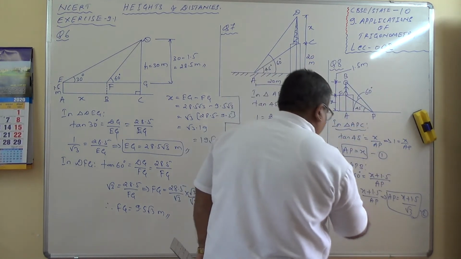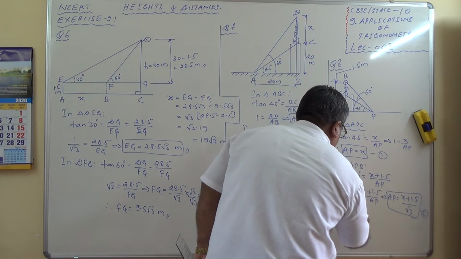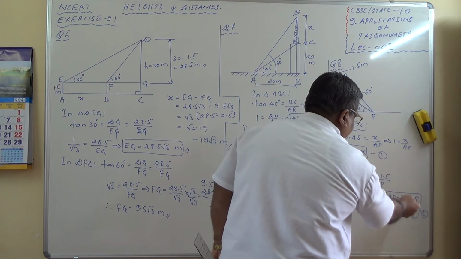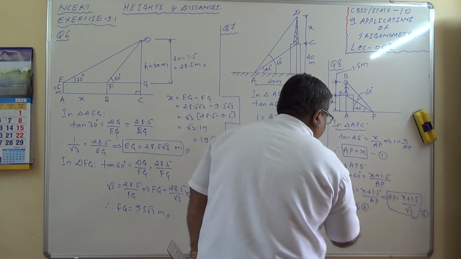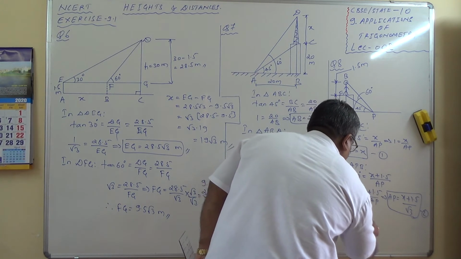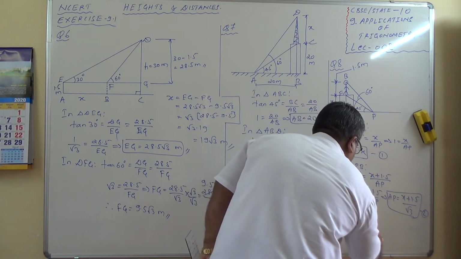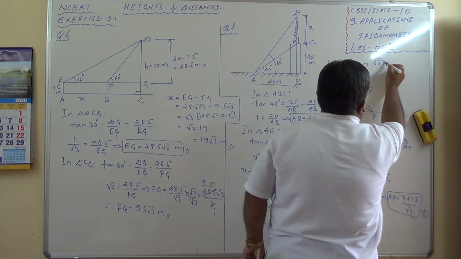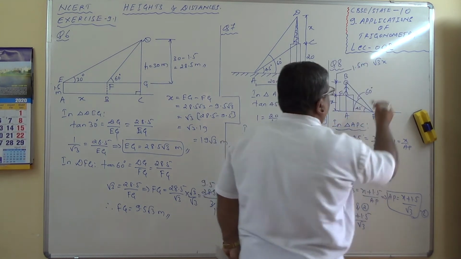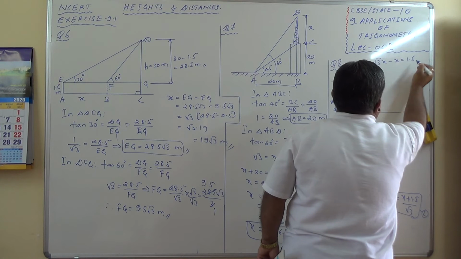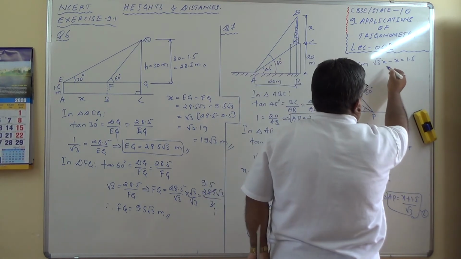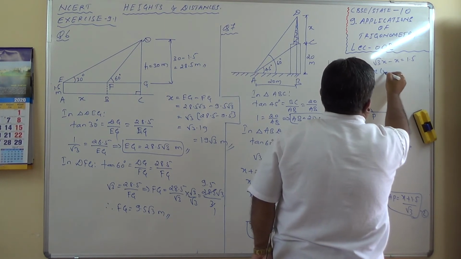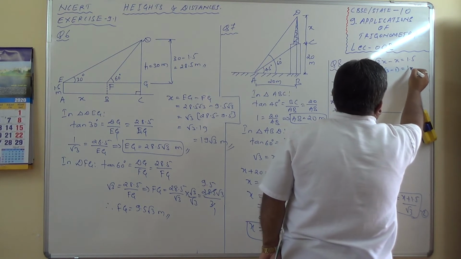So from 1 and 2, AP equals x plus 1.5 by root 3, and therefore I can equate both these equations, that is x equals x plus 1.5 divided by root 3, isn't it? So root 3 times x minus x equals 1.5 meter. So what is x? Take x common: x times root 3 minus 1 equals 1.5.